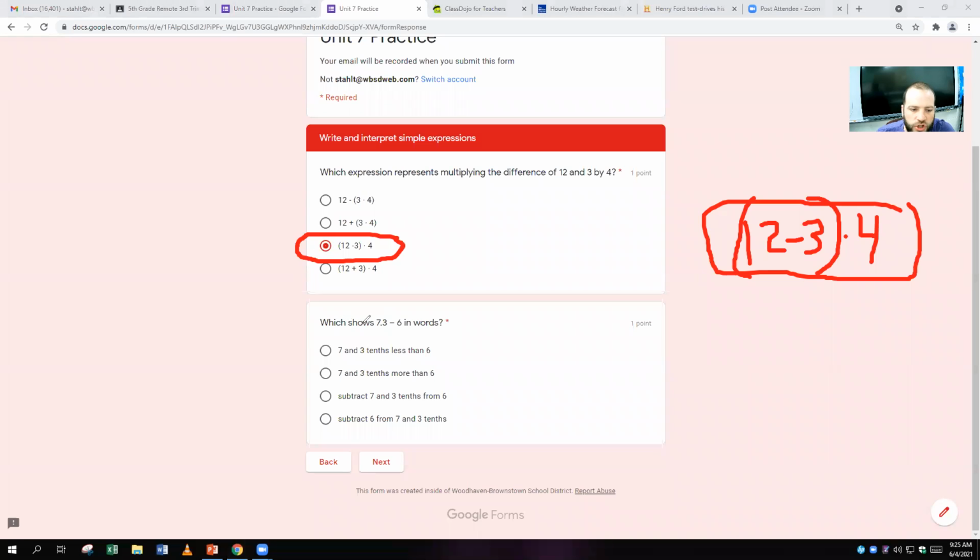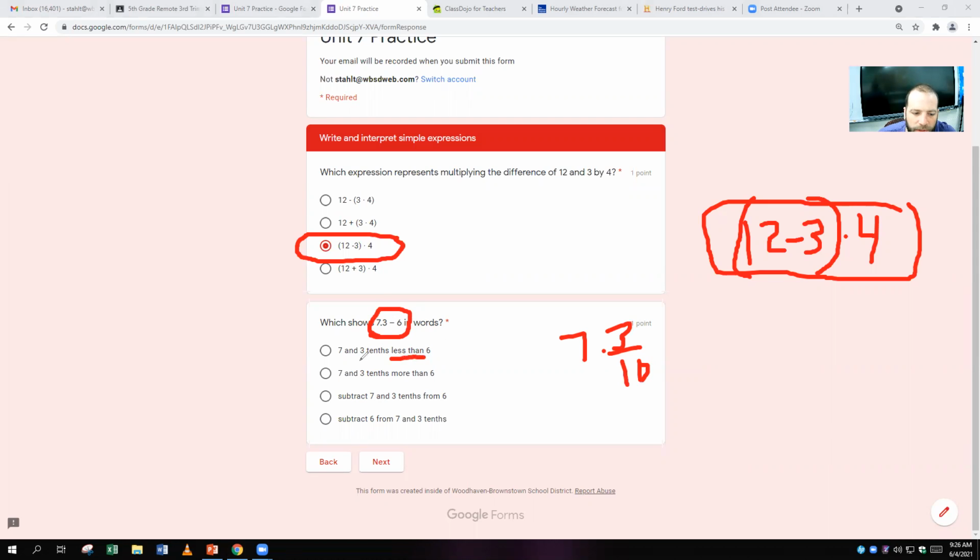Now here it says, which shows 7.3 minus 6 in words. Well, 7.3 is 7 and 3, and then it's in the tenths place, so it's called 3/10, right? 7 and 3/10 minus 6, or the difference of 7 and 3/10 and 6, anything like that will make someone find this answer. Here we go, less than 6.